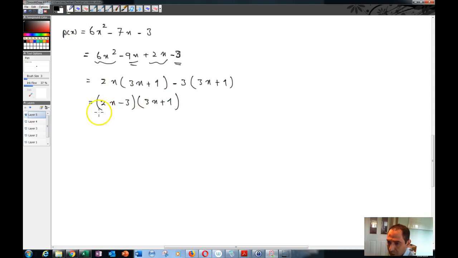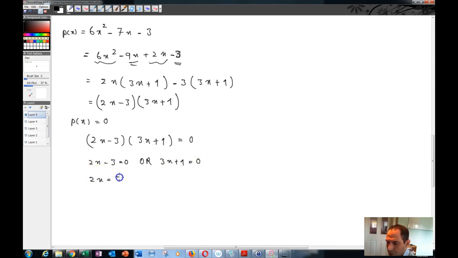Now if you want to find the zeros, these are the factors. Each of these is a factor of the polynomial. Now if you want to find the zeros of the polynomial, you need to set your polynomial equal to zero. If p of x is equal to 0, that means that 2x minus 3 times 3x plus 1 is equal to 0. And that's either 2x minus 3 is equal to 0 or 3x plus 1 is equal to 0. So 2x is equal to 3 and x is equal to 3 halves. Or in this case, 3x is equal to negative 1, x is equal to negative 1 thirds.